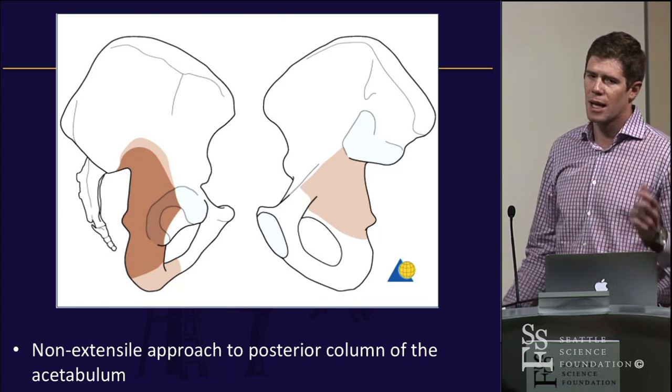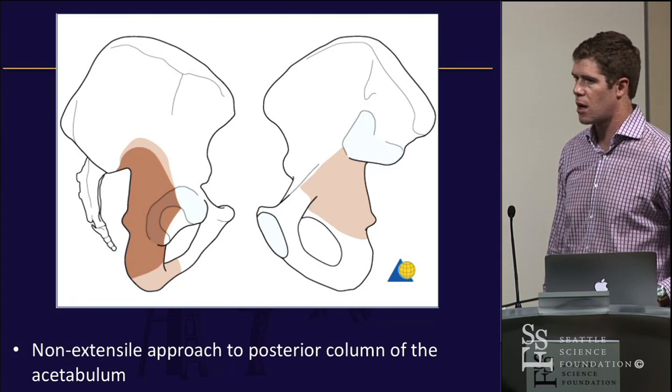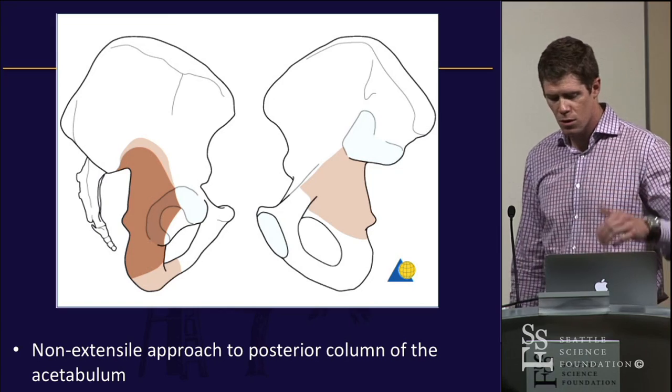You can also apply a clamp through the notch to access the anterior column, but you're not getting direct visualization, only palpation.